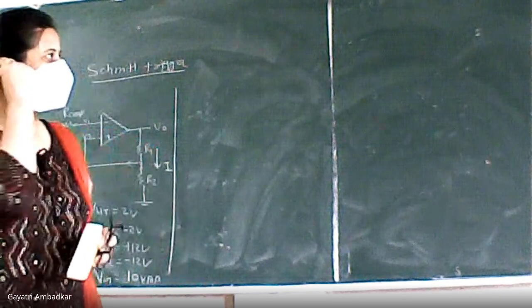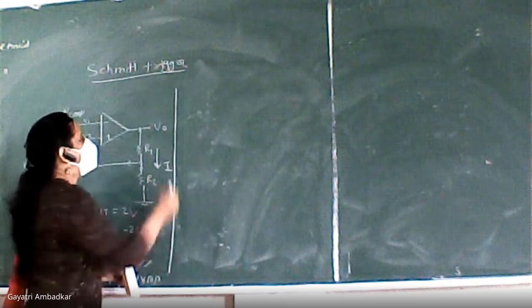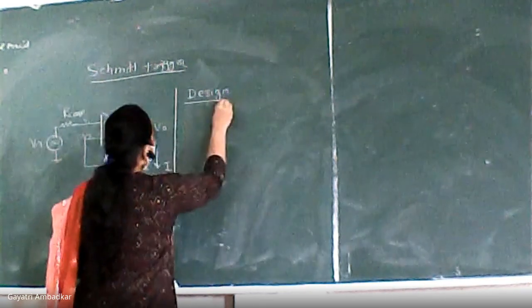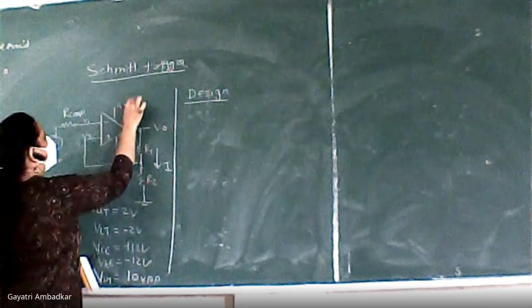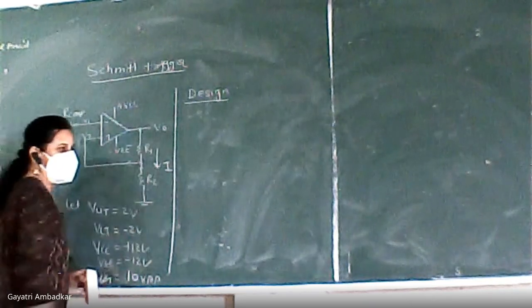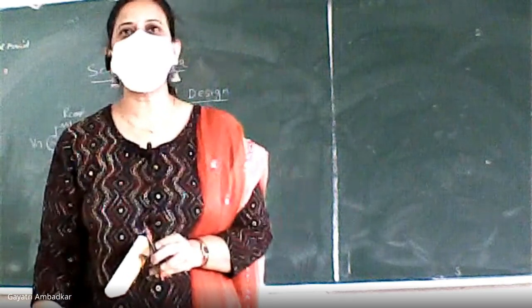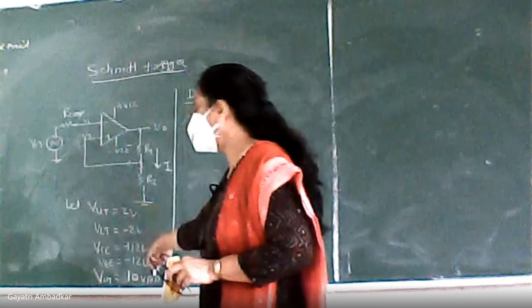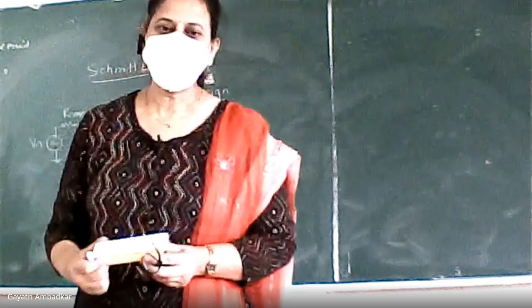Let's draw the thing. So this is your Schmitt trigger circuit. It's already there. Always remember, the word design means to find out the value of each and every component present in the circuit, which will provide you the indicated specification, indicated result.